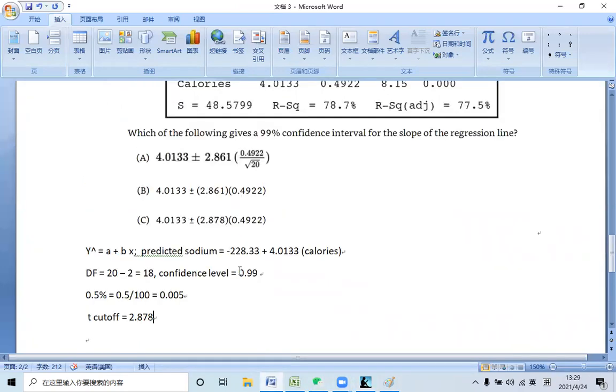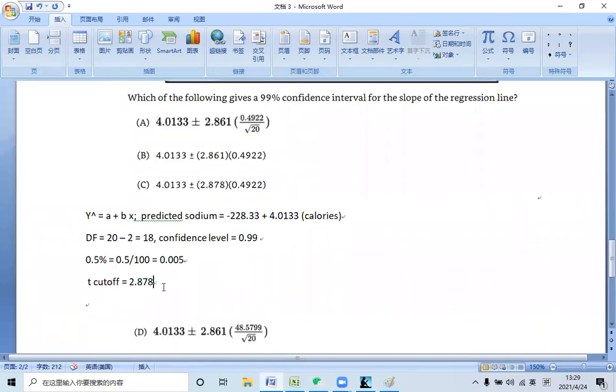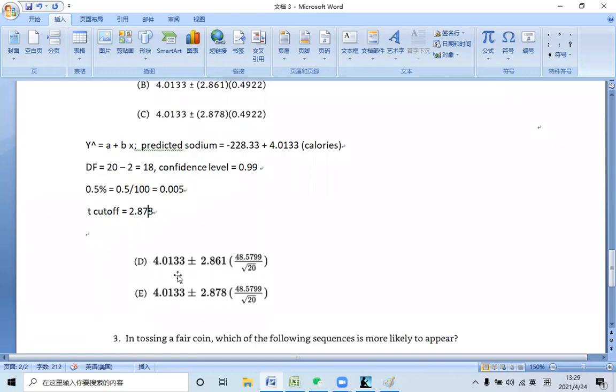And then how would you find the right answer? 2.878 is basically between these two guys, between D and E. These two guys will give you the 27.867. Oh, there's another one. Oh yes, E is a good one. E or C, both of these would give you the right cutoff.